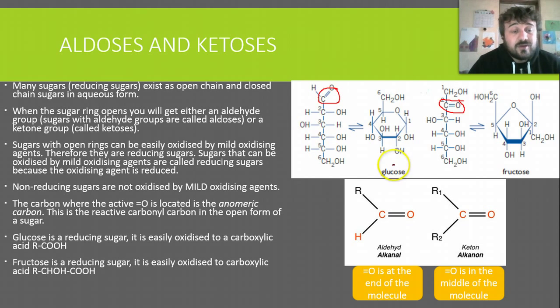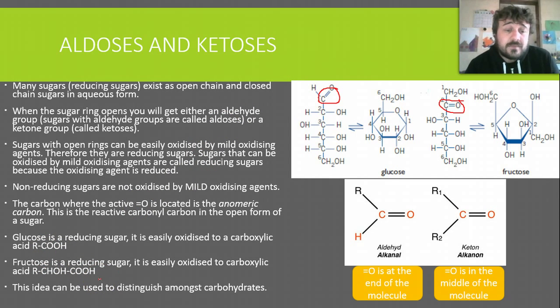as is fructose. It's also oxidized to a carboxylic acid. See, it's just that the formula is a little bit different. We can use this to distinguish amongst carbohydrates. So it allows us to break them into smaller groups, and we know that the carbohydrate we found at the scene of the crime is related to this one. It belongs in this group.